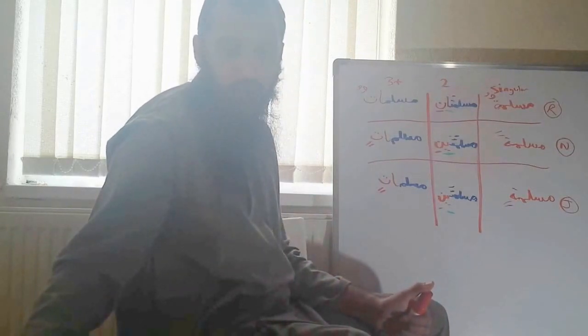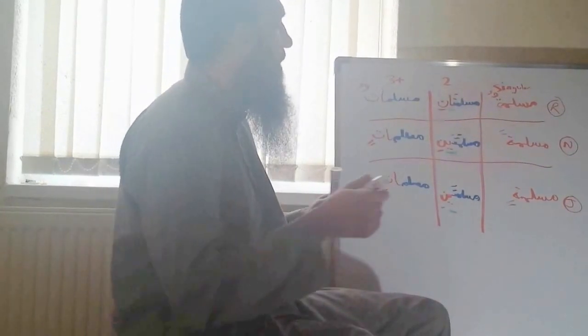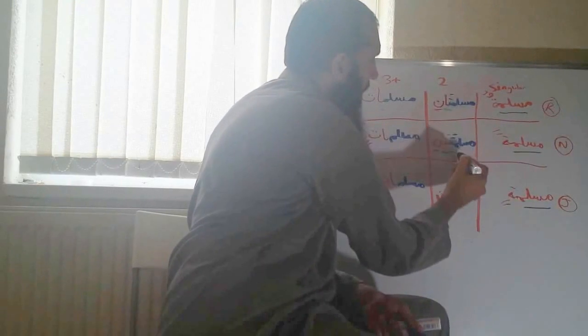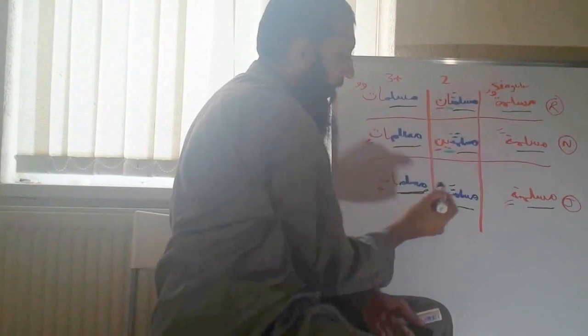Then in the table we have something called broken plural. We haven't discussed what a broken plural is, and we will discuss that later. So far what we've talked about are described as the Jam'u Mudhakkar Salim, and this one is called Jam'u Muannath Salim. All it means is that it is sound, not broken like the other one. What that means is this remains the same. We did nothing to these. Muslim remained, Muslim remained. Can you see? All of them remained. This was not broken at all.